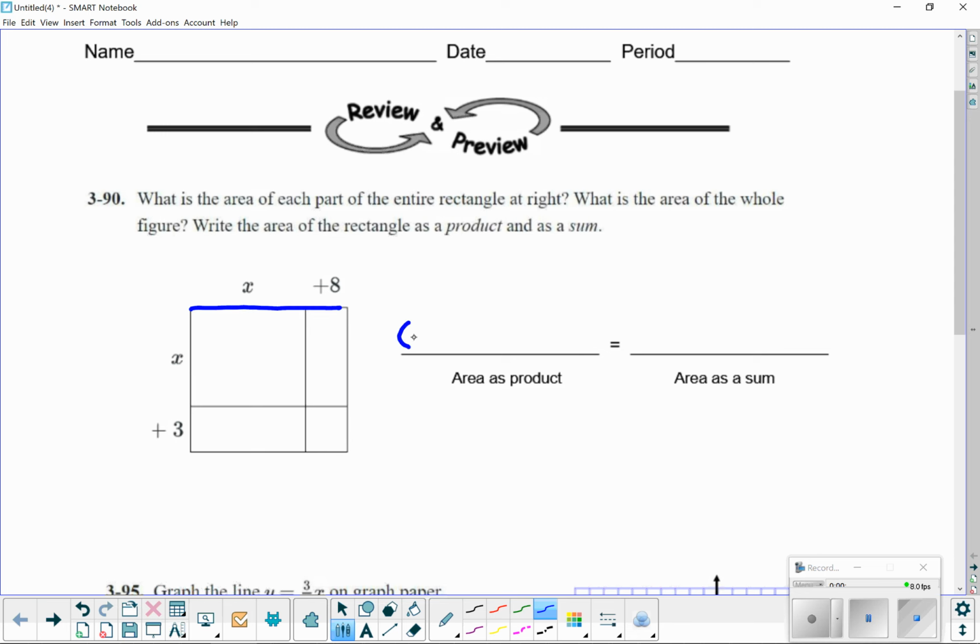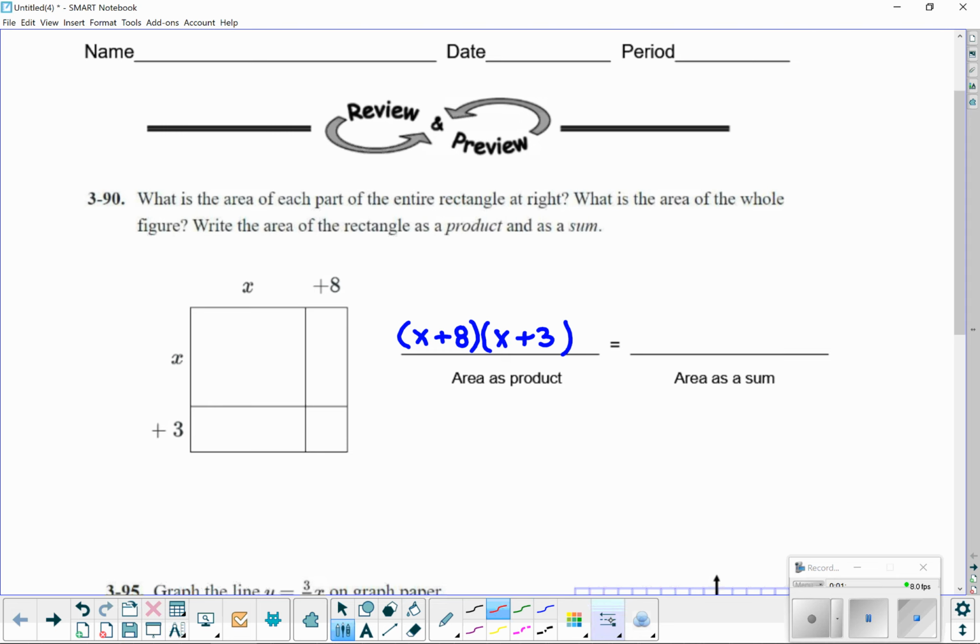Area as a product, it's going to be x plus 8 multiplied by the width, which is x plus 3. So that's the easy part, and that's already given to you. All you have to do is just copy it down. Now the area as a sum is a little bit more work on your half. So you're going to have to figure out the area of each of the parts.